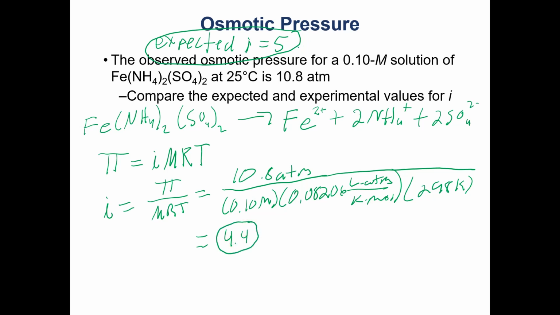So the expected value would be 5. The experimental value based on the osmotic pressure that we get for a 0.10 molar solution at 25 degrees Celsius is 4.4. And this is probably due to some ion pairing that goes on in solution that we're not accounting for when we just count up the ions here.